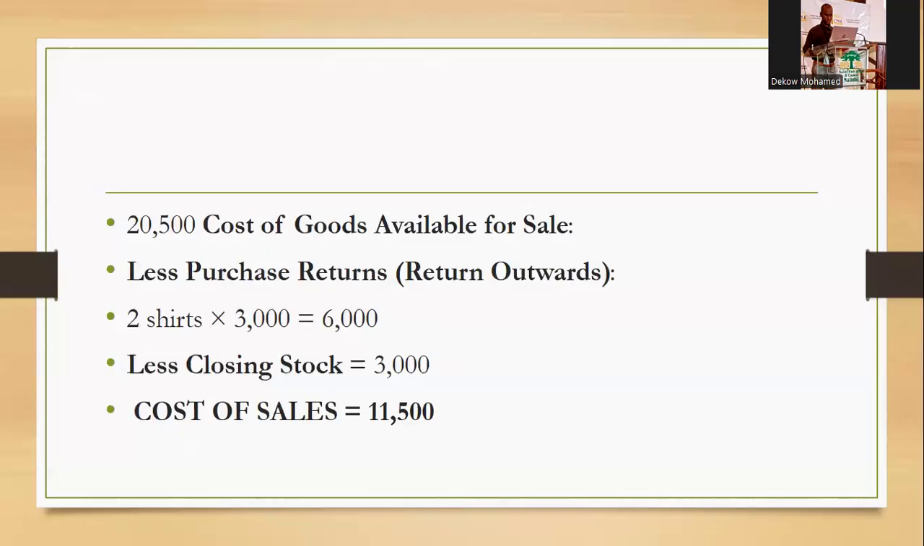Now we need to less the return outward or the purchase return if it was there. For this case, we have two shirts that have been returned, each at 3,000. So this will be less. We need to subtract that from the purchase, and we also need to less the closing stock so that we get the cost of sales. Now, from this cost of sales, we compare this with our net sales.